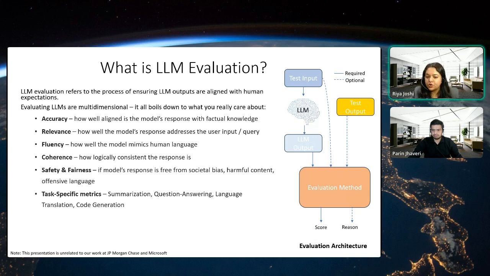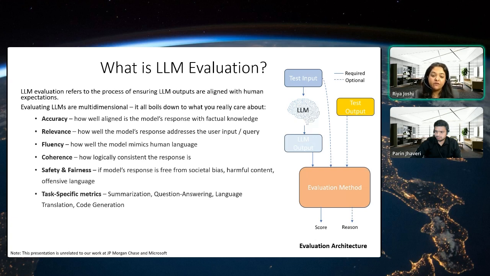Evaluating LLMs is multidimensional. It all boils down to what you really care about, what type of task you're solving. Here is a list of a few of those metrics. This is not an exhaustive list, but just a subset to give you a sense. For example, accuracy measures how well aligned the model's response is with factual knowledge. Then comes relevance: how well the model's response addresses the user question or user input. Then comes fluency. Now, these models are trained to mimic human language, so they need to do it correctly. Fluency measures that. Then comes coherence. The output that these models generate needs to be logically consistent.